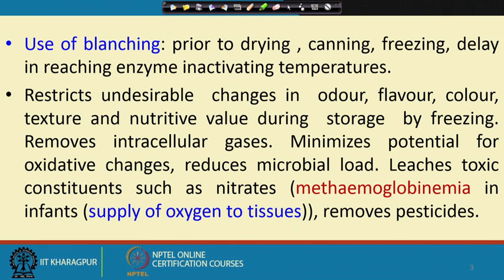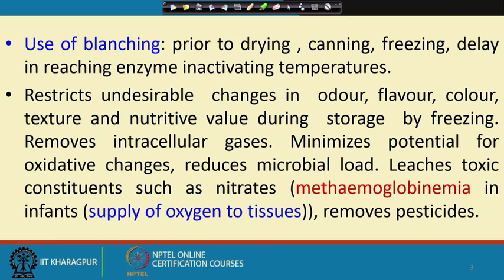Again, I am repeating that this depends on the product, from where you are taking, size, shape, initial condition of the product, whether you have a lot of microbes available in that, source from where it is coming. So, all these will dictate what should be the time and temperature combination, right. So, what does it do? It restricts the undesirable changes in terms of odor, flavor, color, texture, and also nutritive value during storage, and this is mainly associated with freezing.